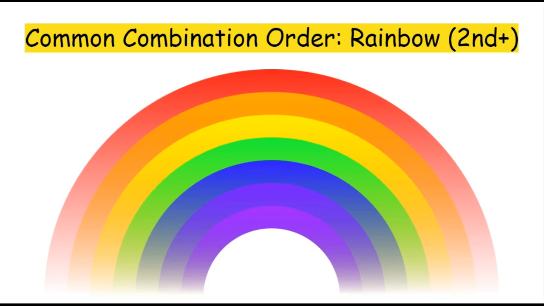Our next combination order is rainbow order, which I consider appropriate for second grade and up. With the second graders, I would make sure that there is a picture of a rainbow somewhere in the background so they can have it to refer to. With your older students, you can expect them to know Roy G. Biv just from their general knowledge.